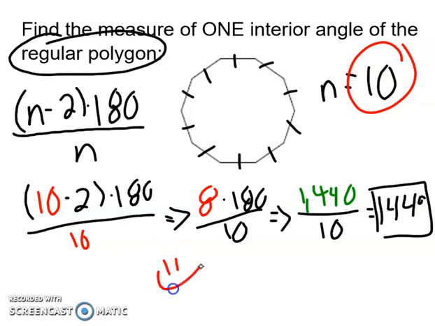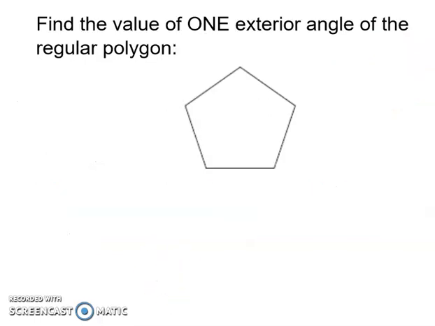All right, folks, great job. Let's keep it up. We have one more that I want to go through. This one says find the value of one exterior angle of the regular polygon.